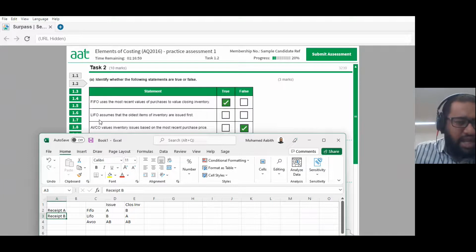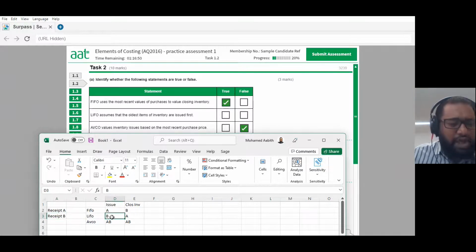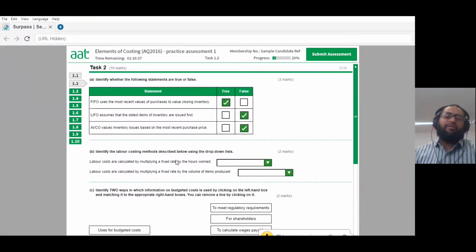And then they're saying here, LIFO assumes the oldest items of the inventory are issued first. So they're saying that with LIFO, we issue the oldest inventory. The oldest inventory, in fact, is receipt A. It is not A that is issued using LIFO. With LIFO, we issue the newest inventory. So therefore, that answer is false. So let's go back to our question. The first is true, and the other two are going to be false.